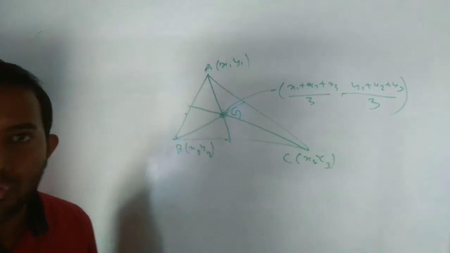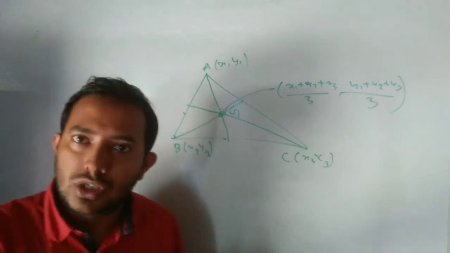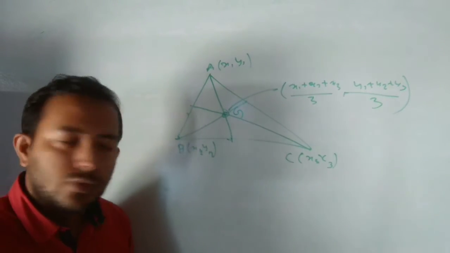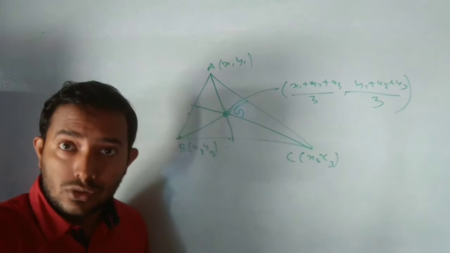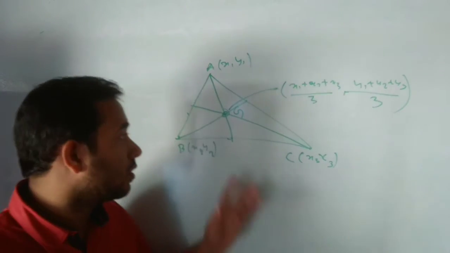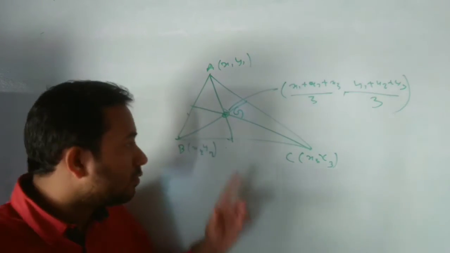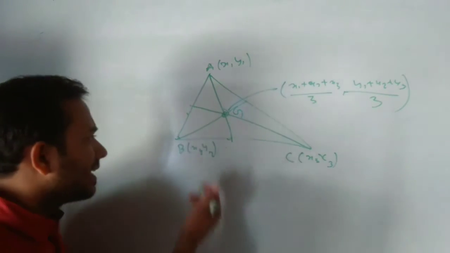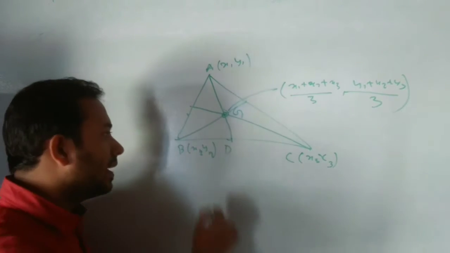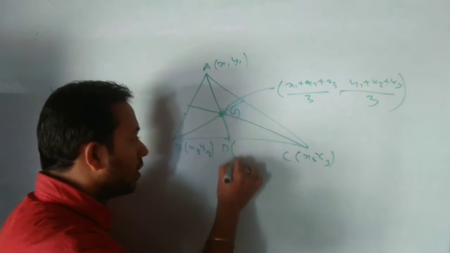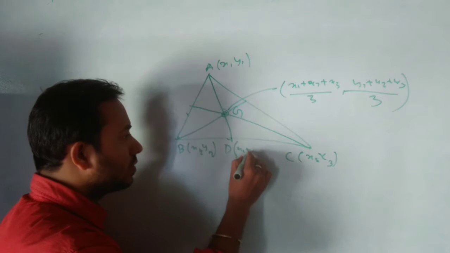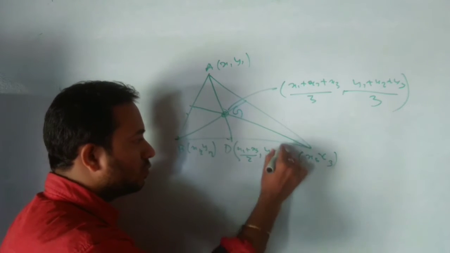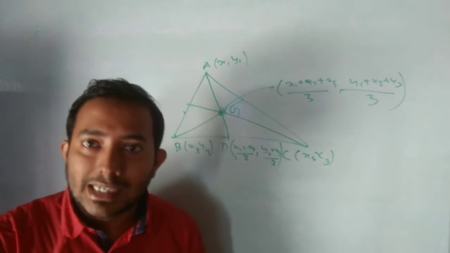So how are we going to do this? We could use the distance formula, but instead we can use the midpoint formula to find the coordinates of this point. Let's give it a name, D. Using the midpoint formula, the coordinates of D will be (x2 plus x3) by 2, comma (y2 plus y3) by 2.